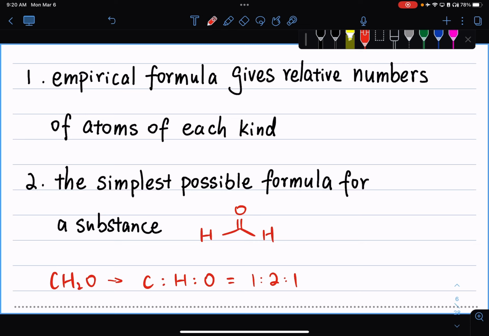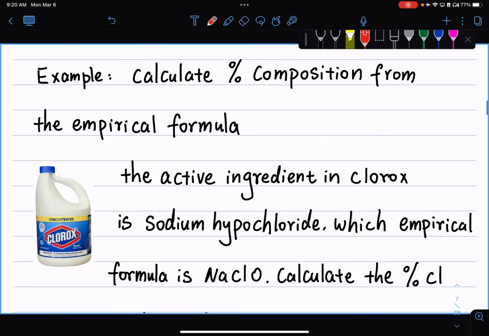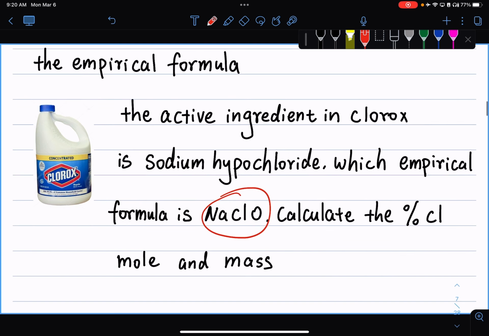With the empirical formula, you can do some calculations related to the percentage of the element in that molecule. So I leave a practice problem here. This one should be relatively straightforward. It's calculating the percentage composition from the empirical formula. So let's just say you have the empirical formula to be NaClO. Can you calculate the percentage chlorine in mole and in percentage mass?